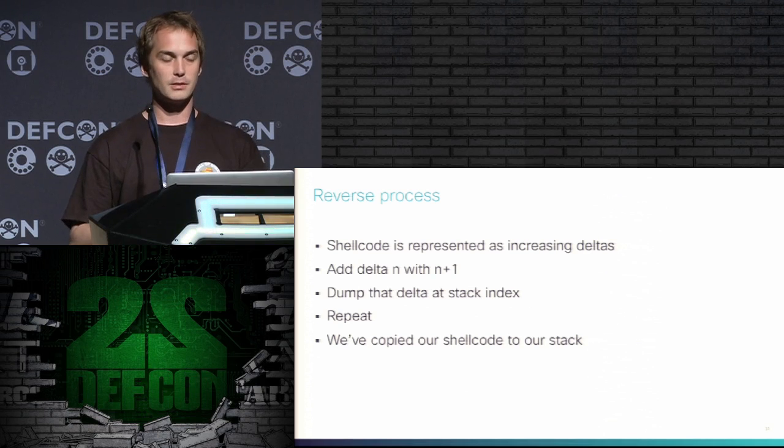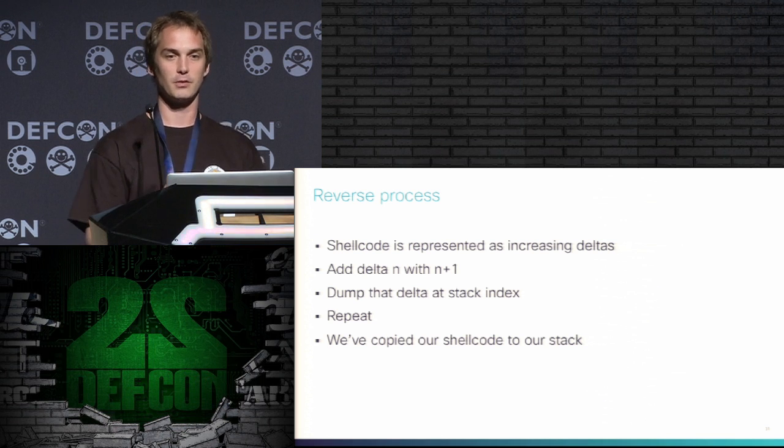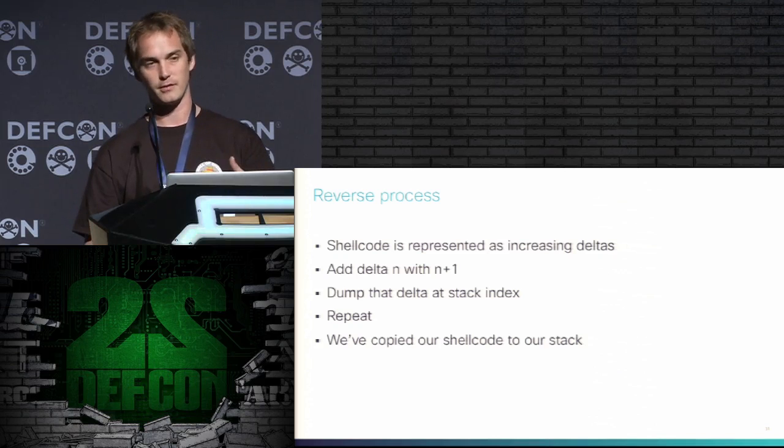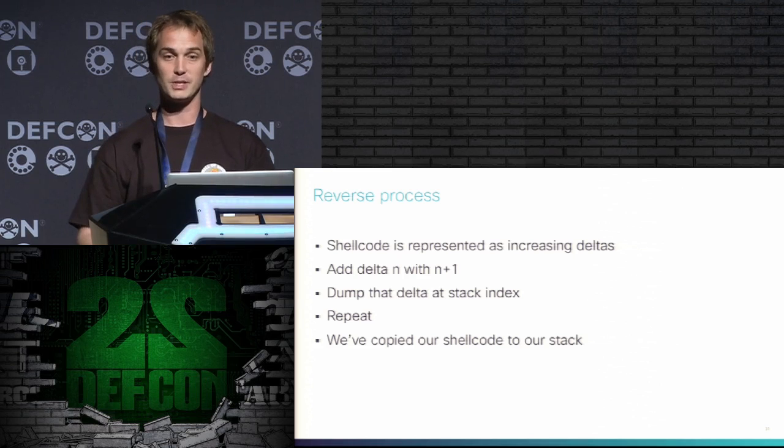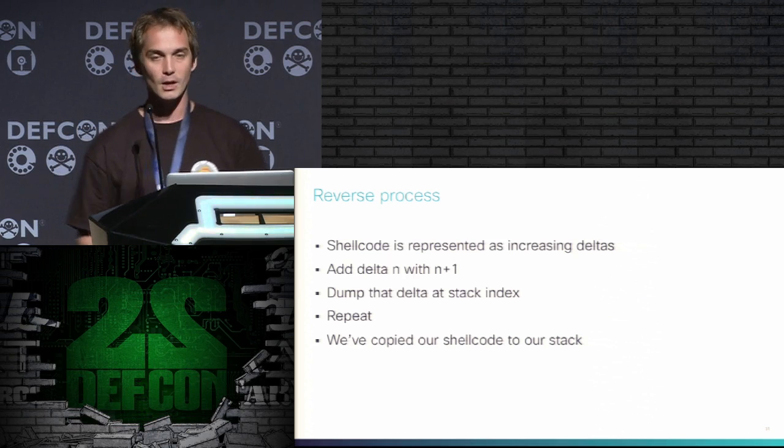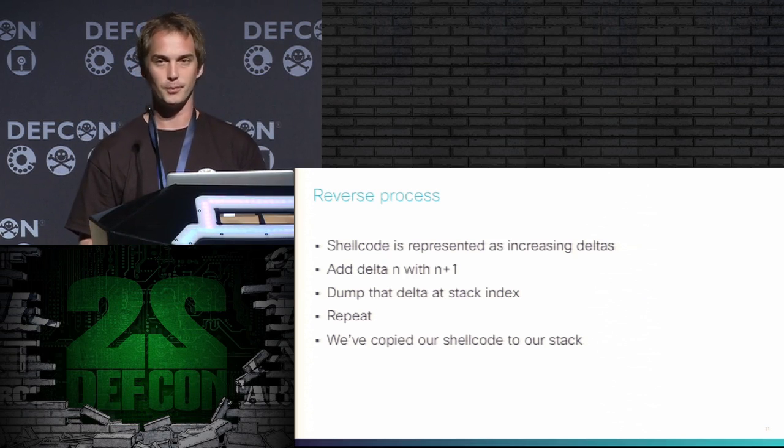So if you take your initial value and add the delta, you find back the value of your shellcode. You do that again, you find the next value, and again, the next value, and so on. And once you've reached that value, you want to dump it to your fake stack, but in a way that you remember at which position it was initially. Otherwise, you're going to write it at the wrong spot. Then you just repeat, and eventually you've copied what you want into a zone of memory.